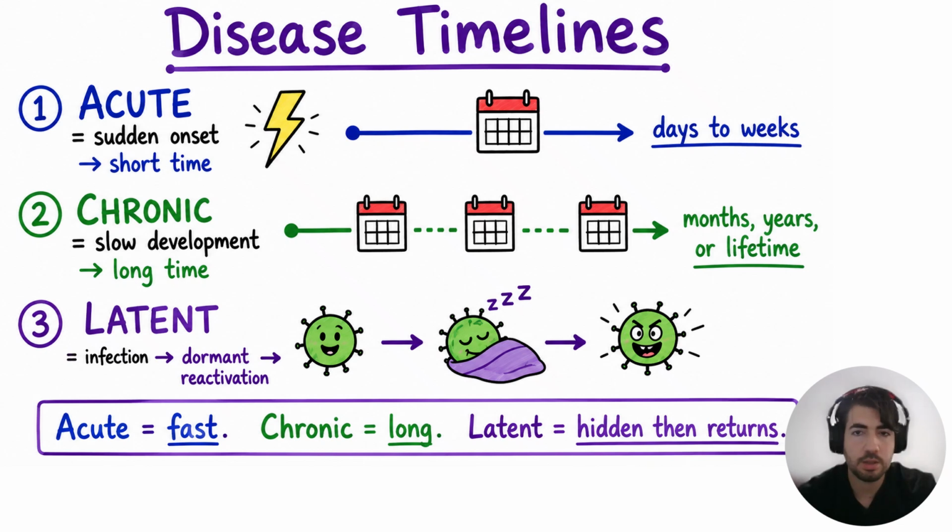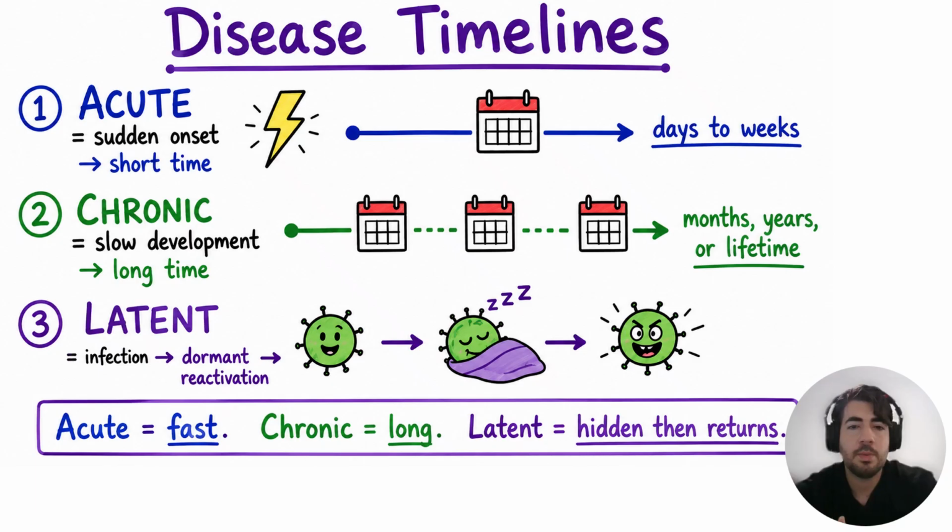So for testing, the easiest way to separate this is by timeline. Acute means it comes fast and usually does not last very long. Chronic means it's something that's developing slowly or is staying for a long time. Latent means the pathogen causes an infection, then hides or goes dormant, like he's sleeping there. And later he wakes up and, boom, you get the condition.